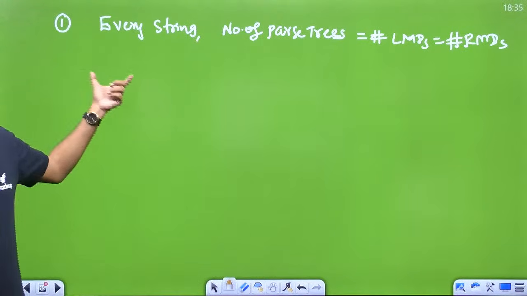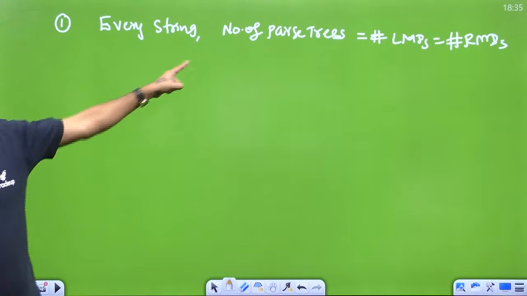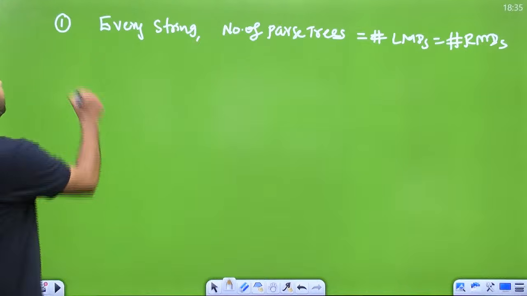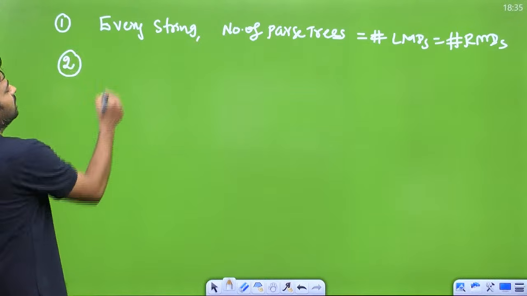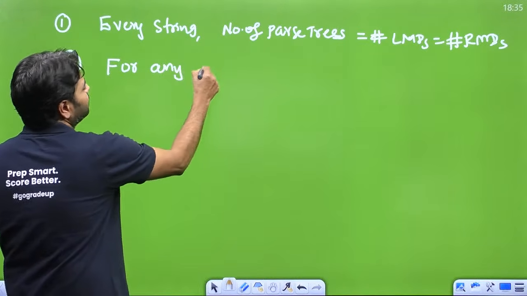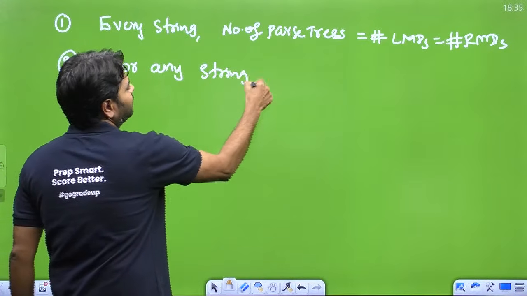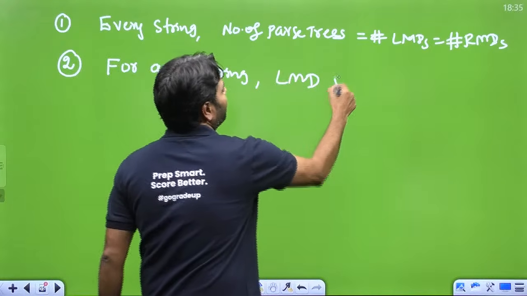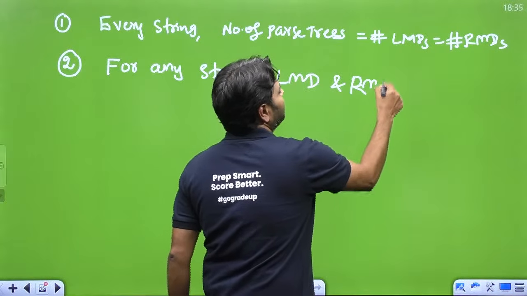Come on, quick. That is the first point. If any question comes on these 3 relations, say that. Second point, for any given string, LMD and RMD need not be the same. It can be different.